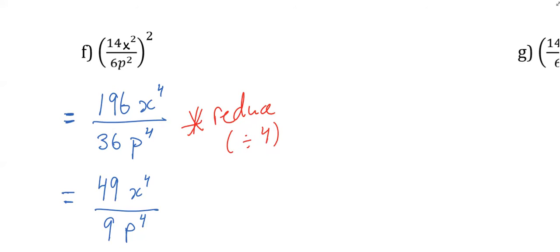And again, you can go back and compare how these are different and how they're the same. 6 squared, we already did that. It's 36. P squared all squared, we already did that. In the last question, it's p to the 4. 14 squared, 196. X to the negative 2 all to the 2.